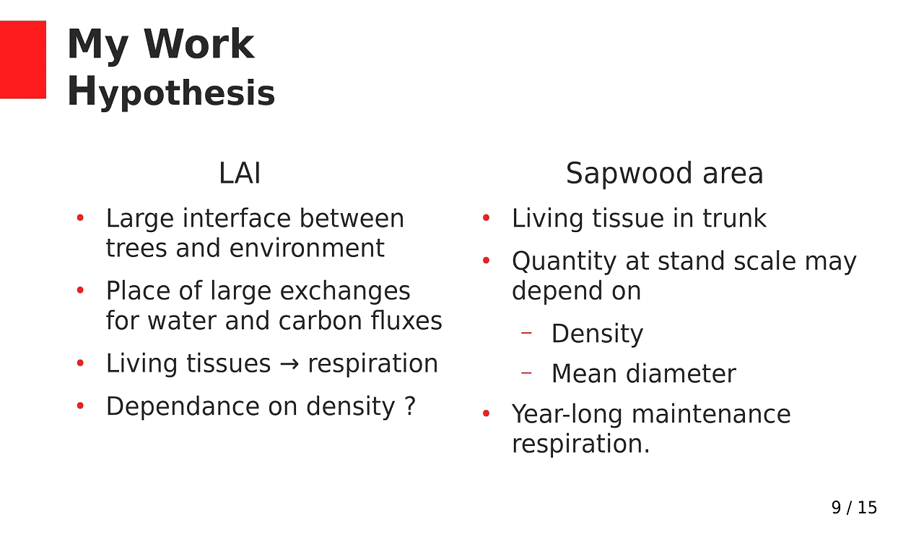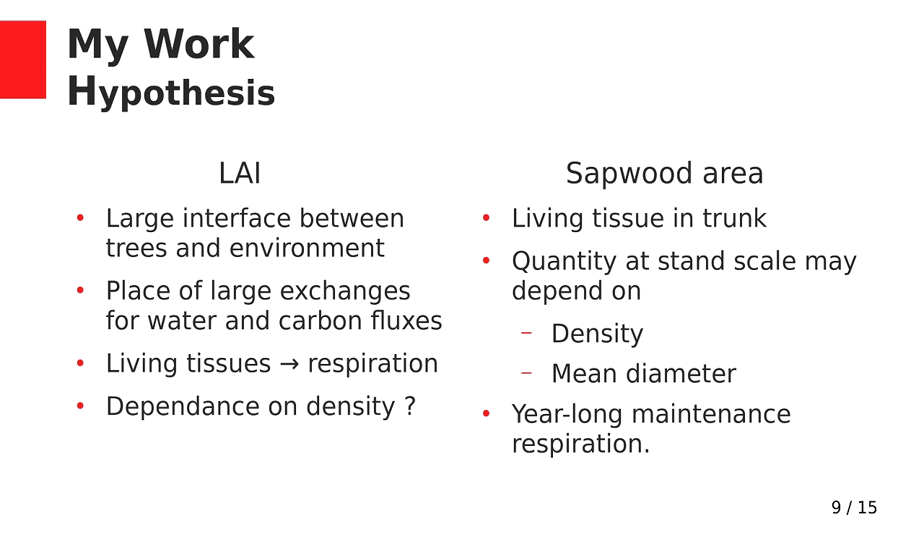My work is based on two main sources of misestimation concerning the effect of density. First, LAI. This parameter, partly describing the canopy of a forest stand, represents the area of leaves reported on the land area. As the leaves are the main interface between tree and environment, the modification of this area will affect the water and carbon fluxes between stand and atmosphere, and thus impact its productivity.